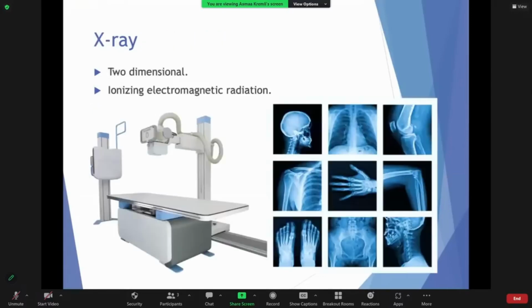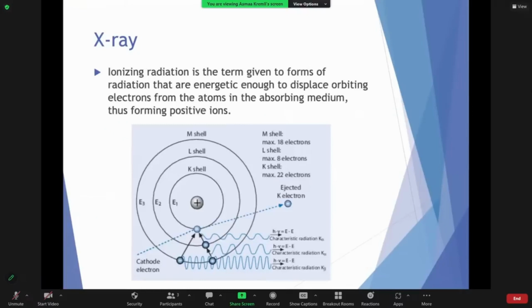So starting with the X-ray, the X-ray is a two-dimensional image, and it uses ionizing electromagnetic radiation. So what do we mean by ionizing electromagnetic radiation? Ionizing radiation is the term given to forms of radiation that are energetic enough to displace orbiting electrons from the atoms in the absorbing medium. Thus, it will form a positive ion. This is how we can acquire an X-ray image.